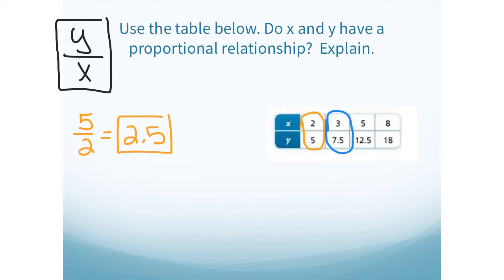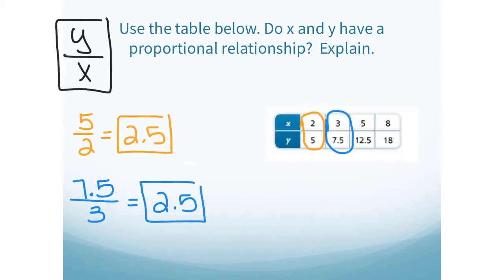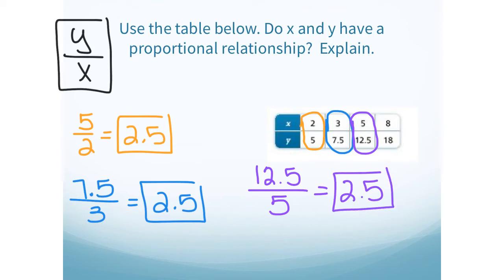The 3 and 7.5. Y over x. 7.5 over 3. When we divide this out, we get 2.5. We're staying consistent in the number that keeps coming up, and that is a good thing if we're determining a proportional relationship. Now we go to our third pair of numbers, 5 and 12.5. The y of 12.5 over the x of 5, and when we divide that, we again have 2.5.